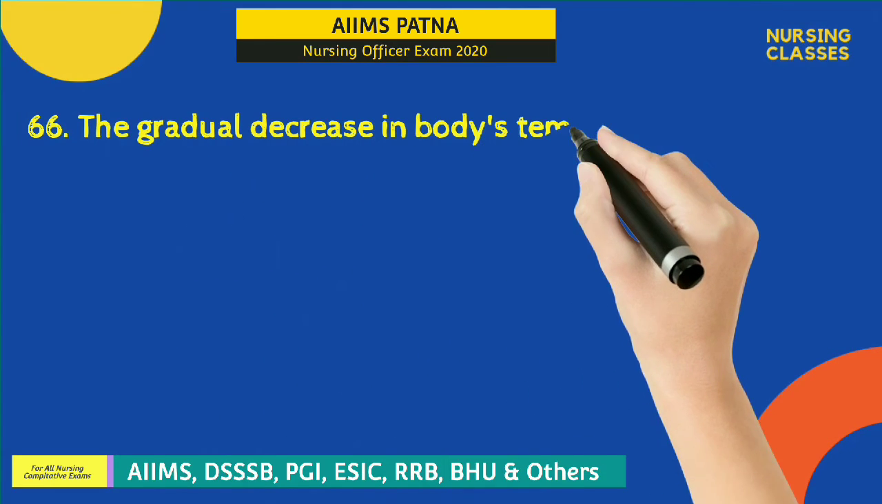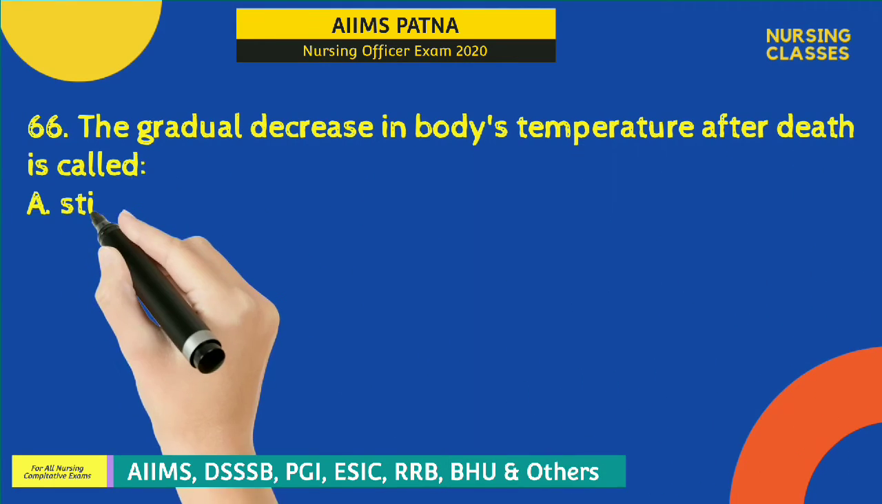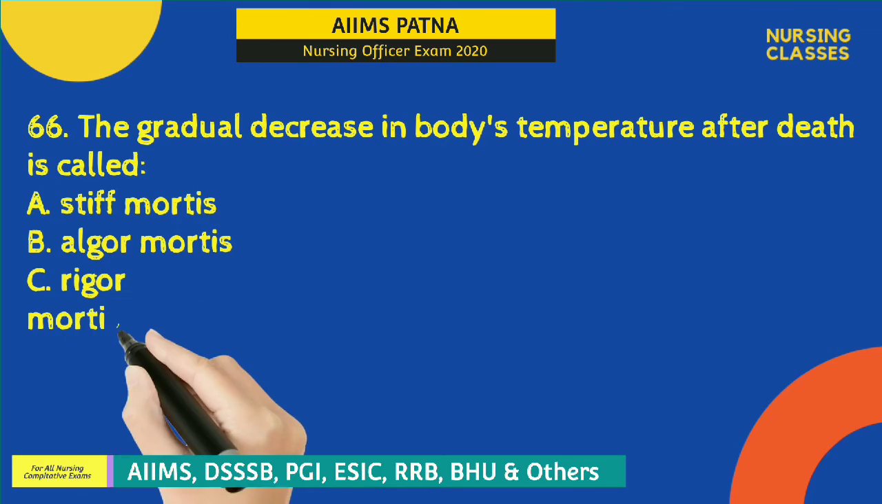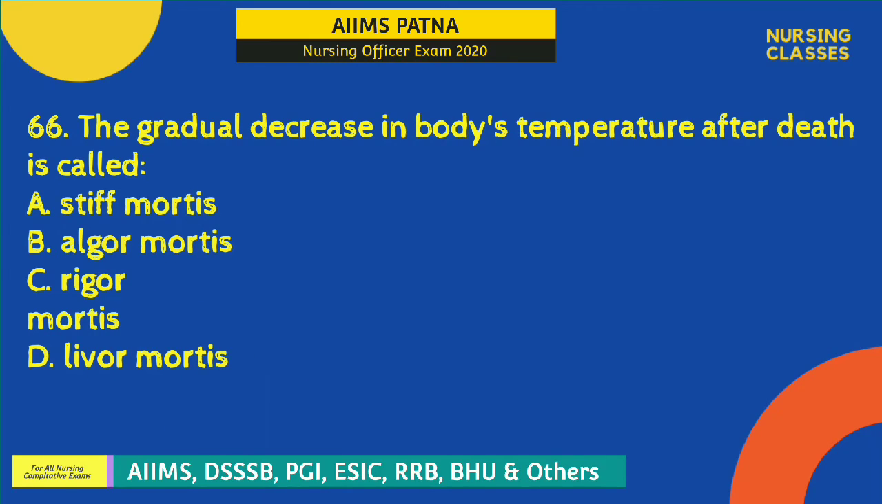66. The gradual decrease in body's temperature after death is called A. Stiff mortis, B. Algor mortis, C. Rigor mortis, D. Liver mortis. Correct answer B. Algor mortis.